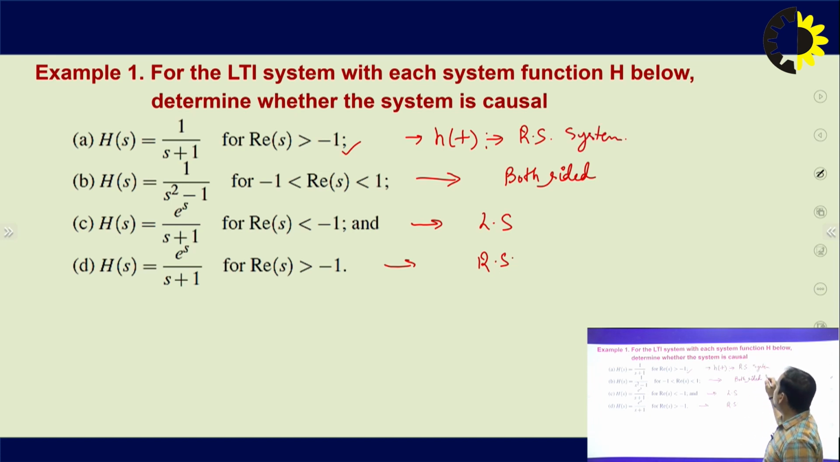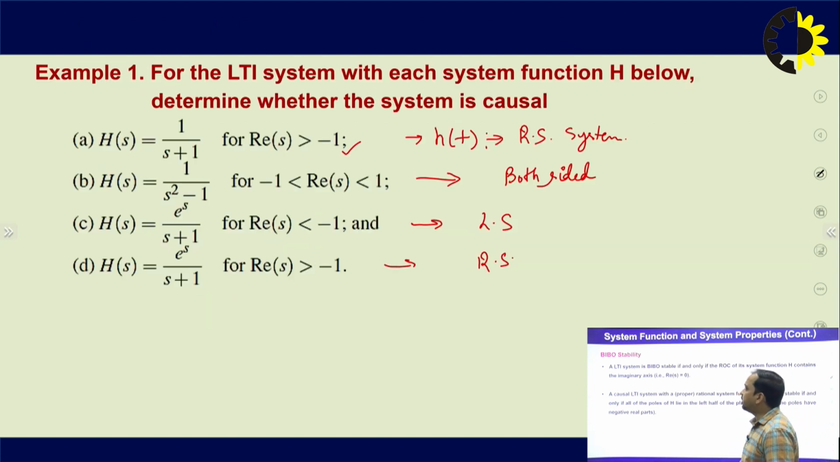If it is both sided, we can comment directly: definitely it is non-causal. Similarly, if the ROC is less than minus 1, it is left sided, and left sided means definitely non-causal. So parts B and C are both non-causal, and we need to check parts A and D separately.